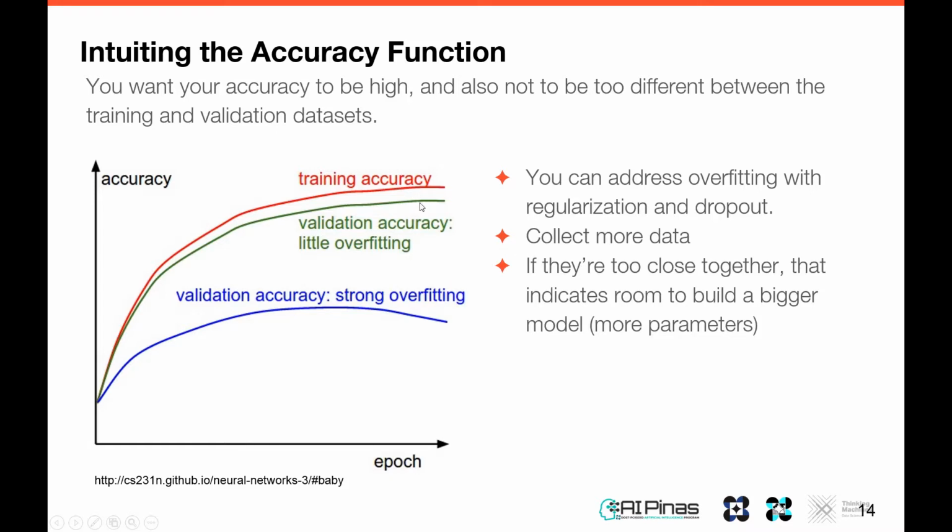But again, this is part of the black magic of building neural networks. If they're really close together, it seems like there might be room to build a bigger model with more parameters and more generalizability. What's the ideal distance between training and validation? That is really up to you, your PhD advisor, whatever kind of model you're trying to build.